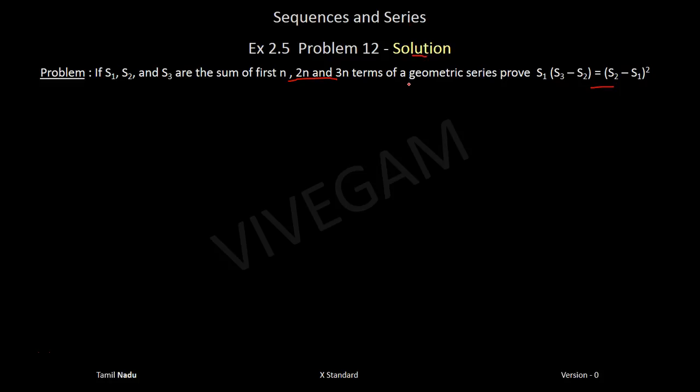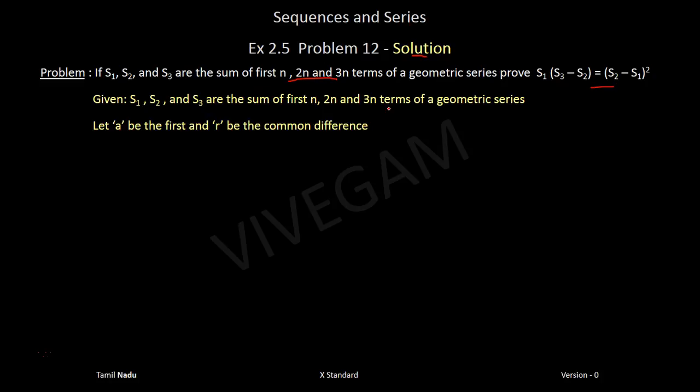I will not be doing any discussion. Okay, after following it, you can do it on your own one more time. So, given that S1, S2, S3 are the sum of first n, 2n and 3n terms of the geometric series. So let A be the first term and R be the common ratio.